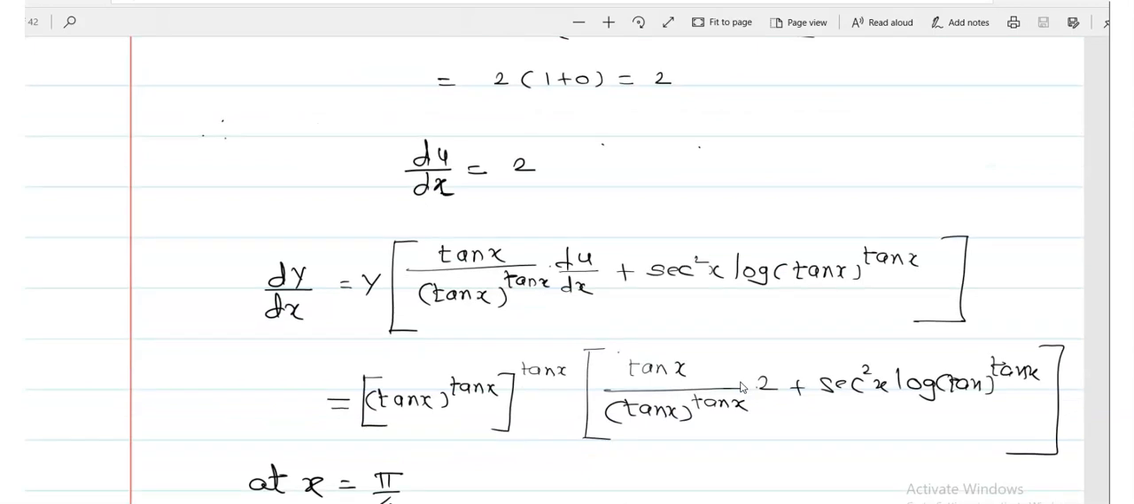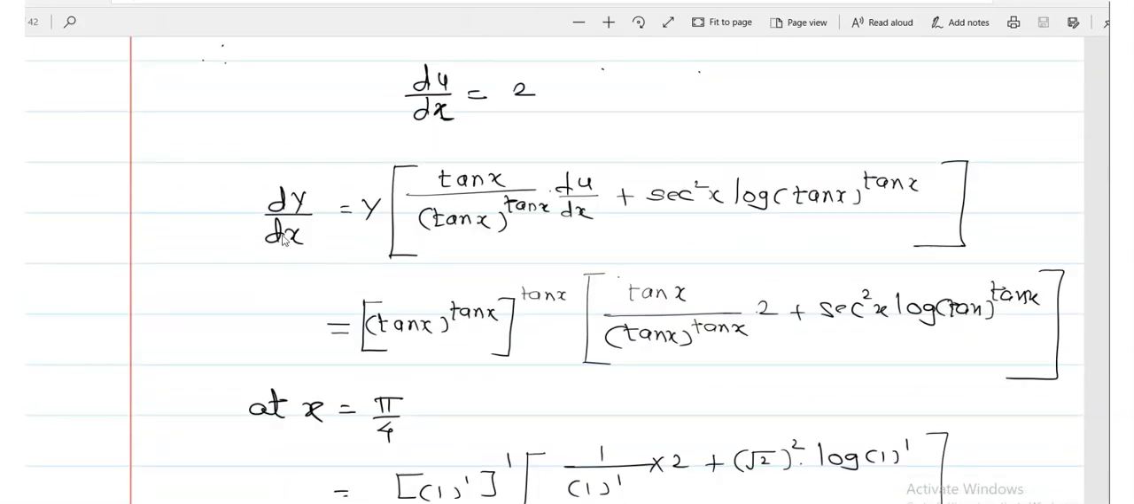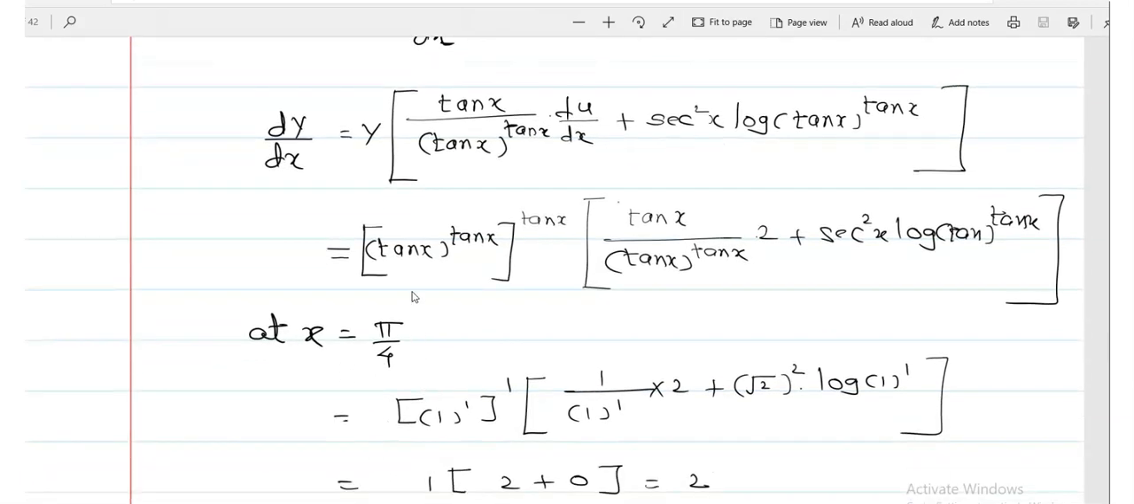Now substitute this value here. This is our dy by dx, the whole term, and I had not substituted the value of du by dx. I will substitute the direct value. This is the 2 here. And at x equals pi by 4, again here put tan of pi by 4 is 1. This is tan of pi by 4, 1. This tan of pi by 4 is 1.